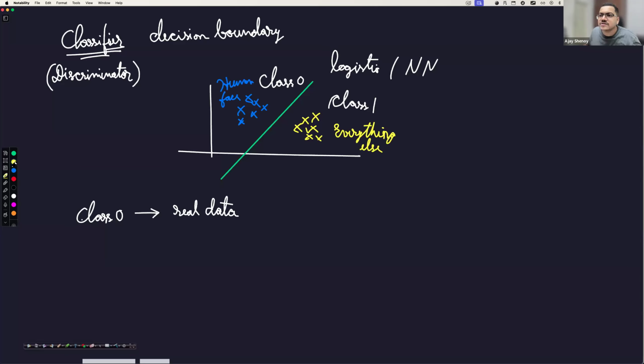So this is real data. In our case, class 0 is real data, in our case, human faces. And class 1 is everything else. Now, can someone tell me, is this a simple problem to solve? Can I simply give a bunch of human faces and a bunch of non-human faces as my data to train a classifier to get a nice decision boundary around human faces? Is it possible? Yeah, simple.